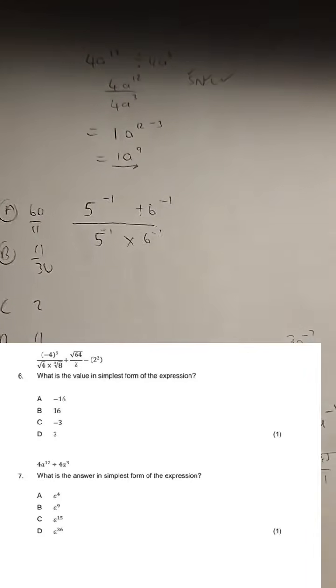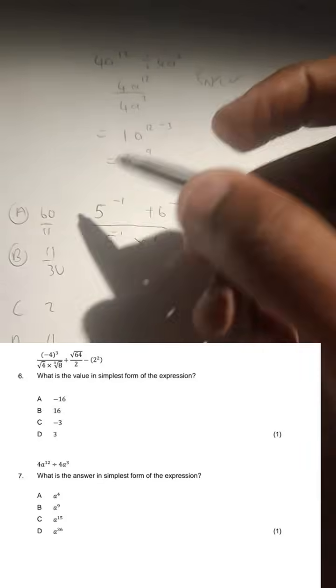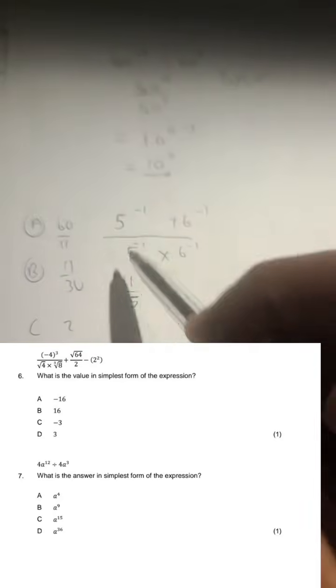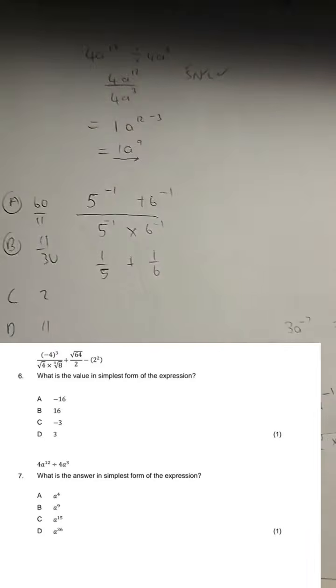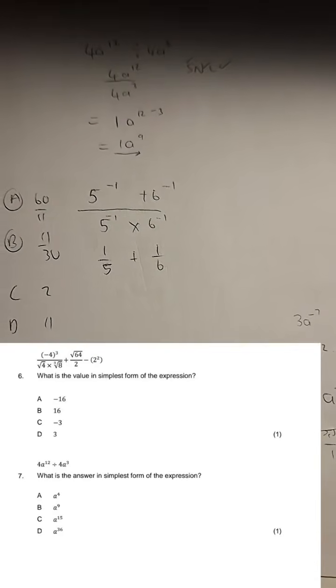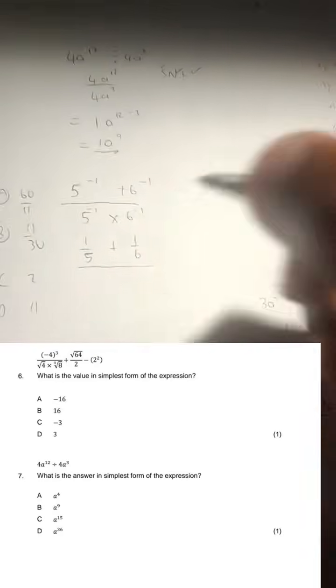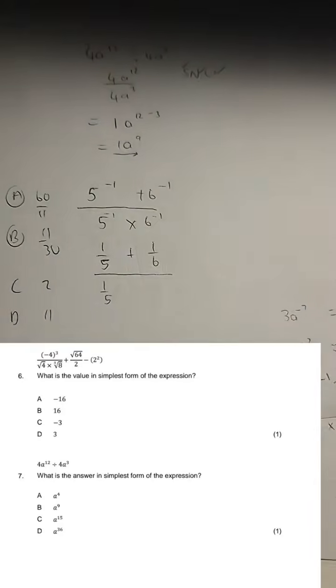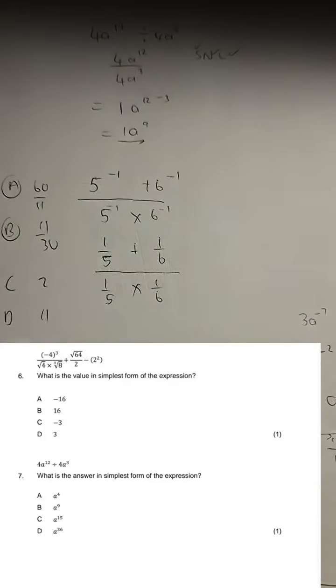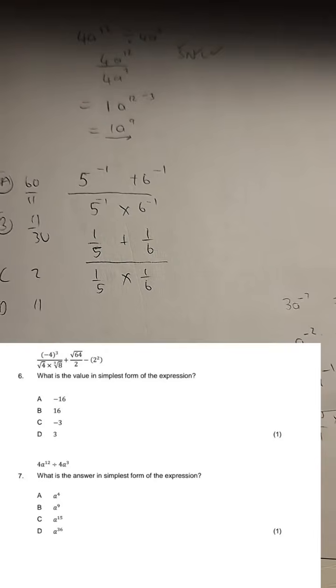Let's answer this question. I'm going to leave you after this question. 5 to the power negative 1 can be written as 1 over 5. Okay, simply put, what did I just do? I applied the definition. Plus 6 to the power negative 1 is 1 over 6. What did I do? Apply the definition. Over 5 to the power negative 1 is 1 over 5. We can simply apply the definition. Times 6 to the power negative 1 is 1 over 6. Simply apply the definition. So far so good?